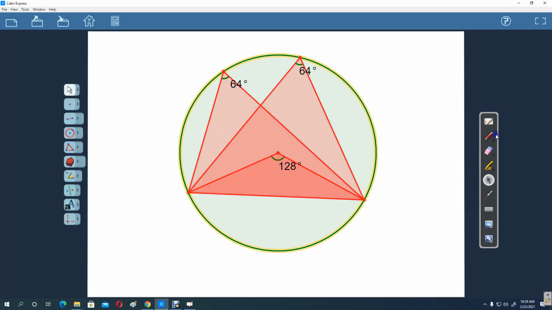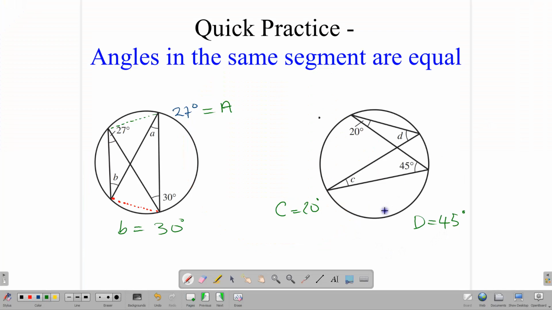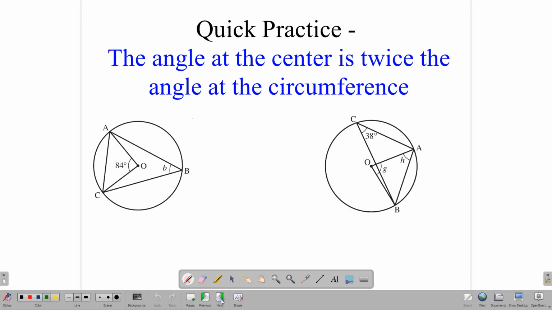Now let's jump back to our board and look at how we can practice a little bit of that. So if the angle at the center is twice the angle at the circumference, then this angle is 84. It means that this angle B is going to be equal to 84 divided by 2, or half of 84, which gives us 42 degrees.